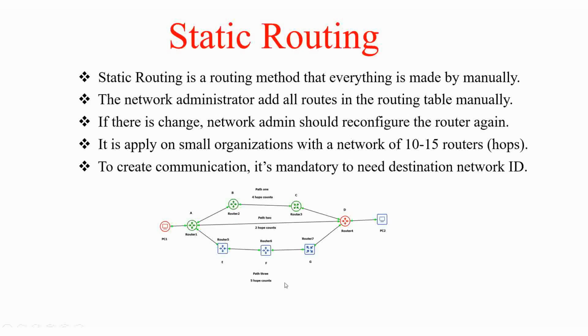So the network admin most probably selects or chooses this path 2, from A to D directly. We can select this path because if we go through the other one, we need many routes or have to configure many things. In the case of static routing we have to choose the best path, so this is the best path chosen or decided by the network admin in the case of static routing.